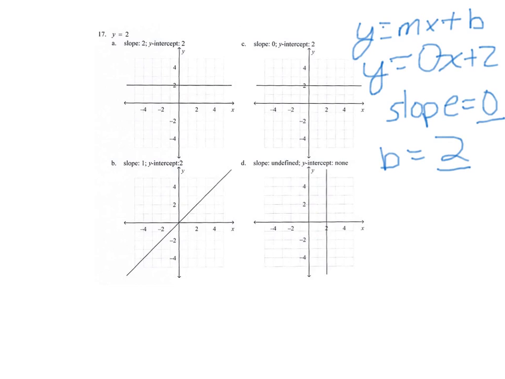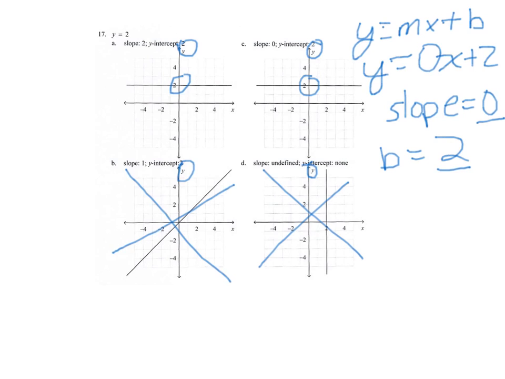Well, y-intercept, this is your y-axis, so we're looking for where it crosses this line at 2. It works there and there, doesn't work here, doesn't work here. So we have either A or C.